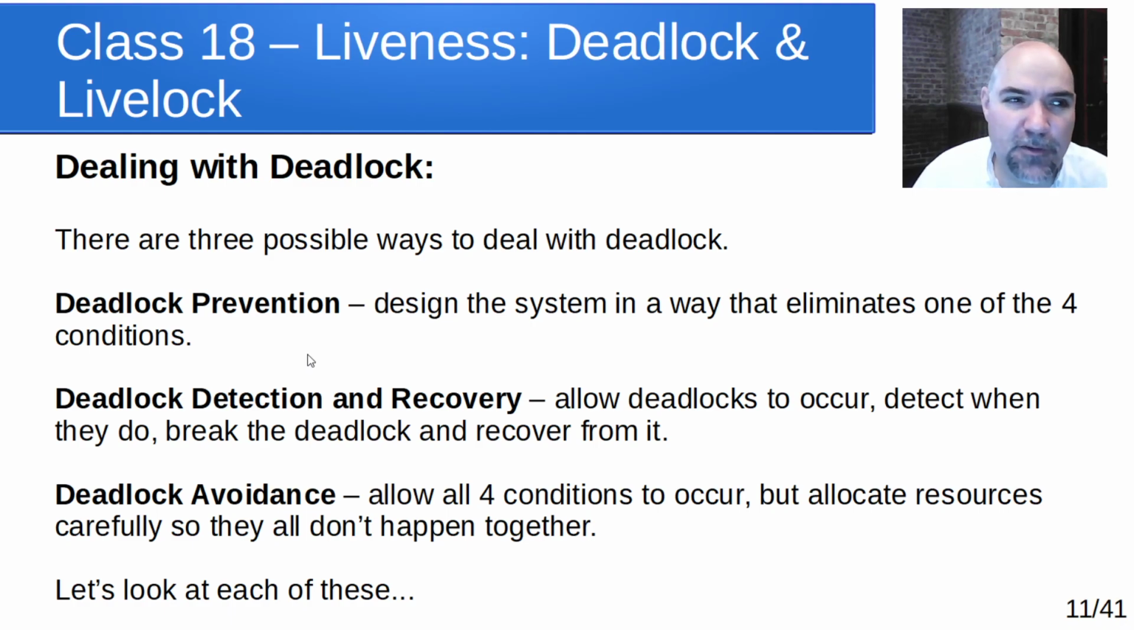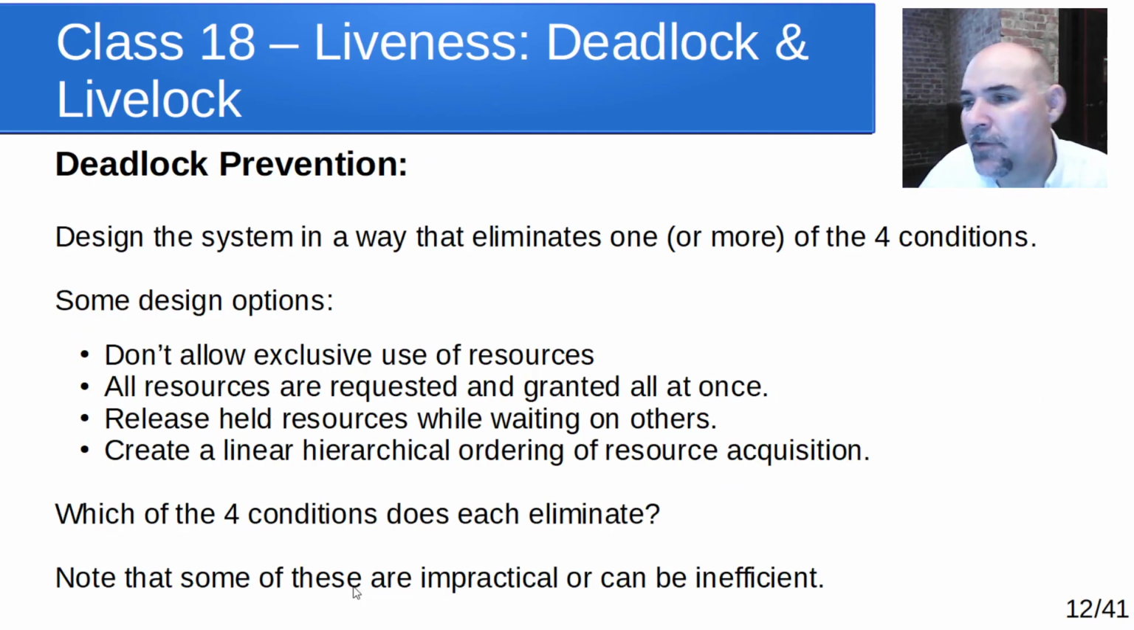In other words, you have sort of a resource allocation manager, and it decides who to give what resources so that you don't end up with deadlock as a possibility at any time. So we're going to take a look at each of these 3, deadlock prevention, deadlock detection and recovery, and deadlock avoidance, one at a time in a little more detail. So let's start with deadlock prevention.